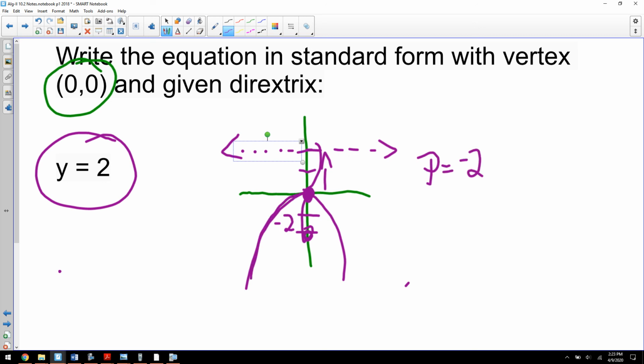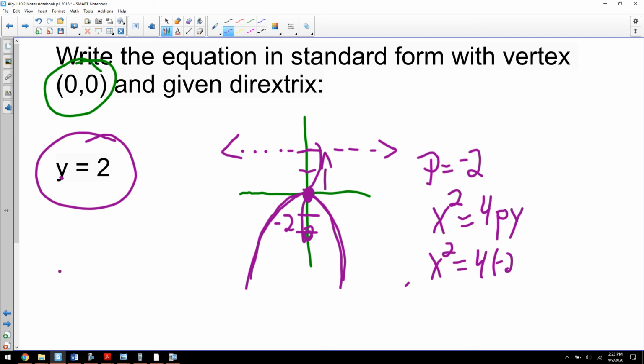We opened it downward because if the y value is the directrix, that means it has to be an x squared. So we know that x squared equals 4py. Well, we know what p is, so x squared is 4 times negative 2 times y, which is negative 8y. And that's where we get this equation from.